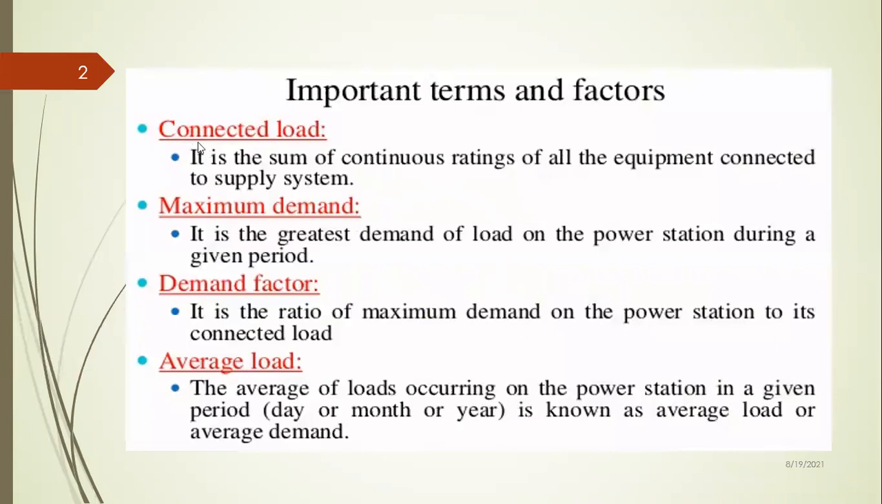The first definition is the connected load. So what is the connected load? It is the sum of continuous ratings of all the equipments connected to the supply system. Like if we take the example of our home or our particular room, in our room there is one fan, one tube light is there, some plug points are there. So what is the total sum of the ratings? What is the rating of the fan plus the rating of tube light plus the rating of any power plugs. So it is the sum of continuous ratings of all the equipments connected to the supply system.